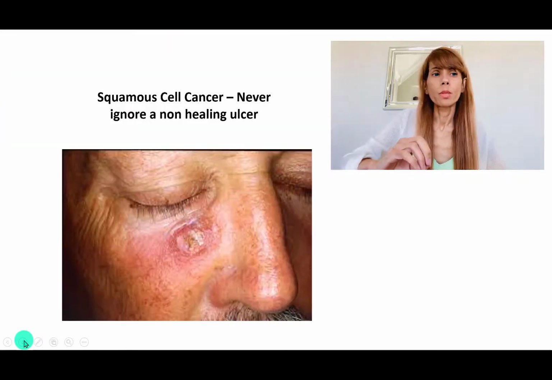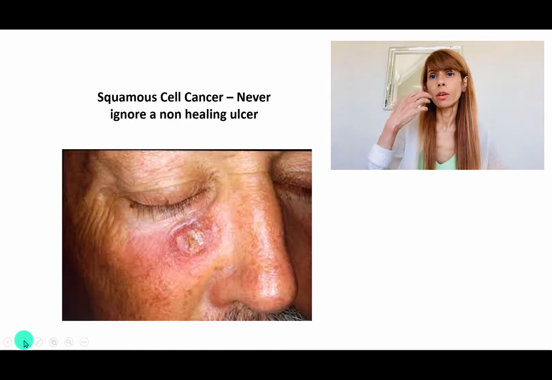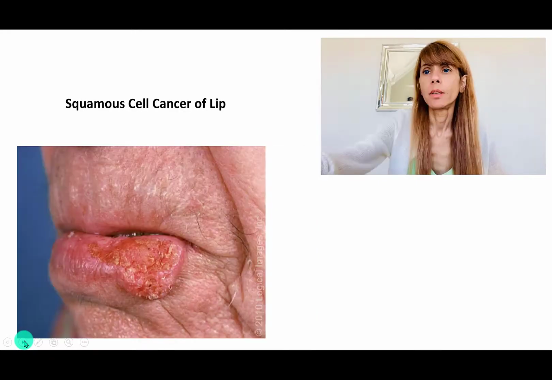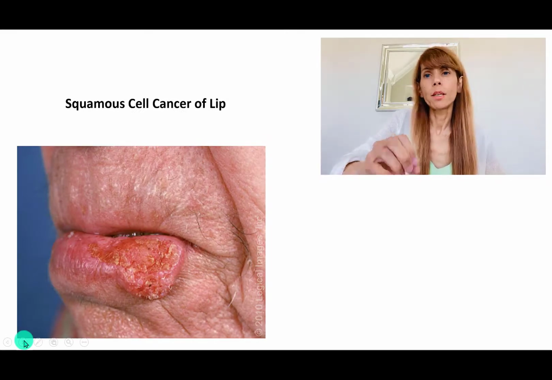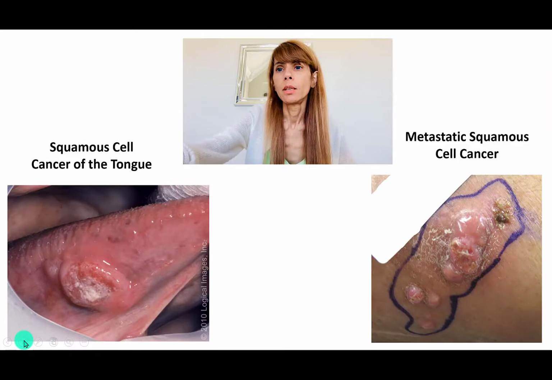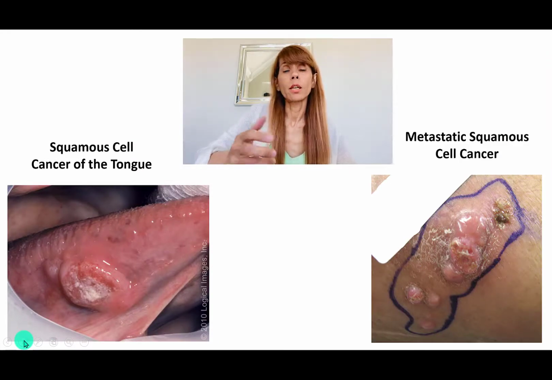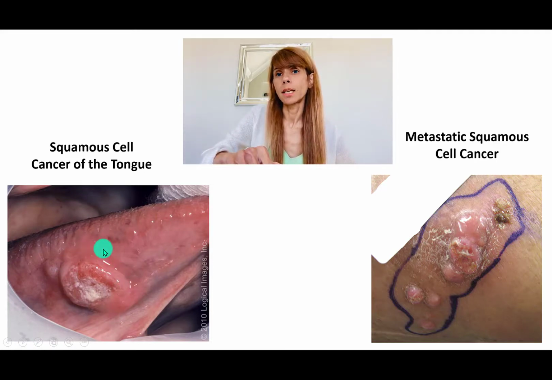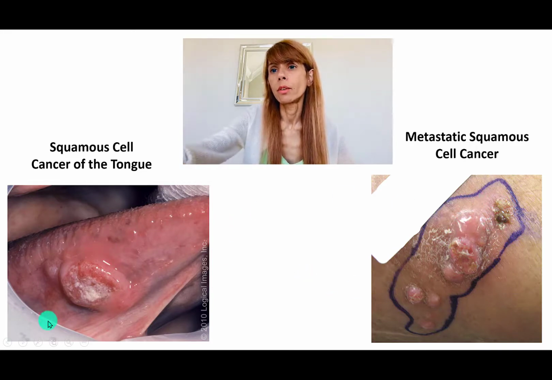So here is a typical squamous cell cancer on the skin, on the face. It's a non-healing ulcer. This patient has had it for a long time, so it should raise a suspicion of squamous cell cancer. Another squamous cell cancer on the lips, you can see on the lower lip. Squamous cell cancer, believe it or not, can also occur in the tongue. So you can see that the under surface of the patient's tongue is involved. And then lastly, it can metastasize. So here on the slide, you can see quite an aggressive squamous cell lesion.